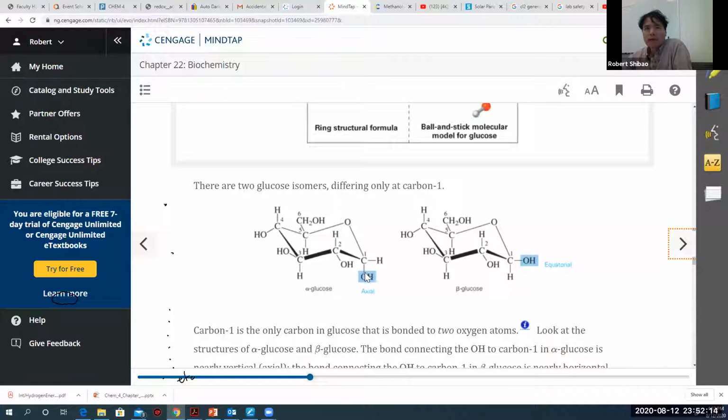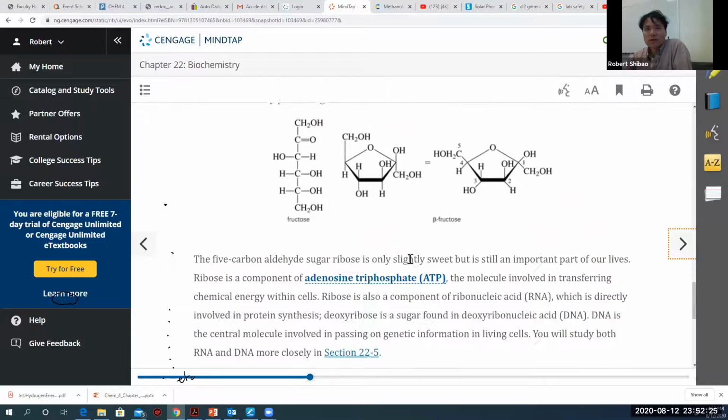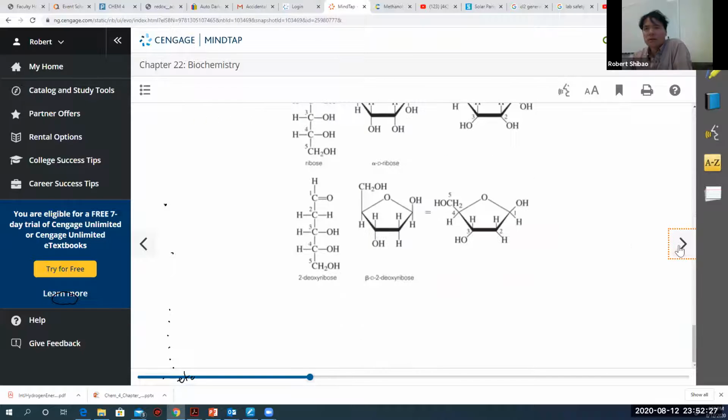We have equatorial and axial when we're looking at tetrahedral. Then you get much more into the structure of things here, the three-dimensional structure, these types of things.